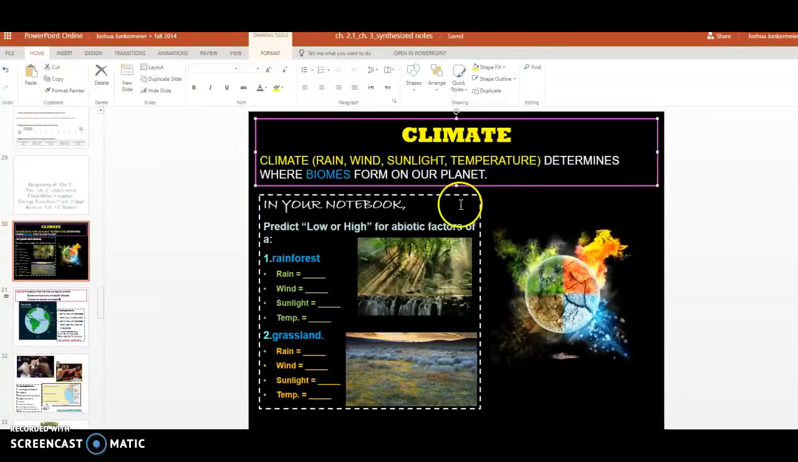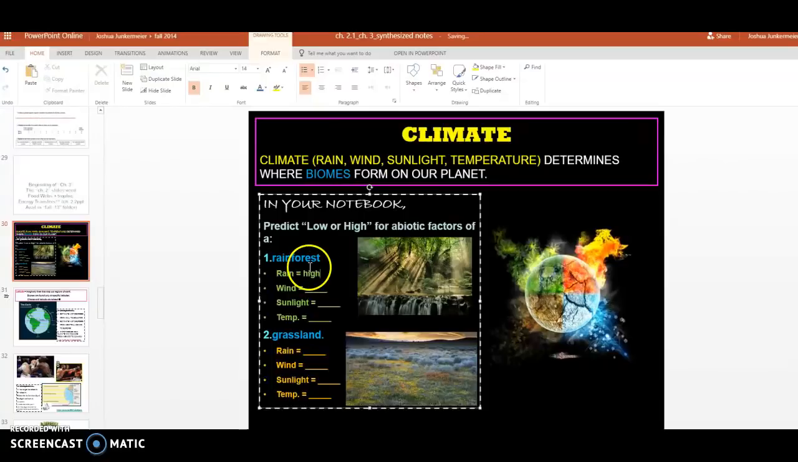All right, next thing is, in your notebook for slide 30, I want you to predict if these four variables are in low amounts or high amounts for each region. So in your notebook, you'd write 1, rainforest, and then under that, you would put rain, wind, sunlight, temperature, and you decide, do you think rain, is there a lot? So let's assume we all agree that rainforest gets high amounts of rain. But what do you think about the rainforest getting wind? Now there's lots of trees, and trees block wind, so I'm going to put low levels of wind.